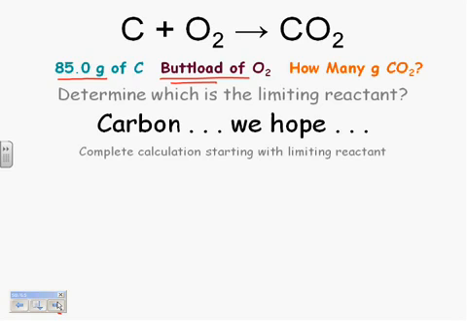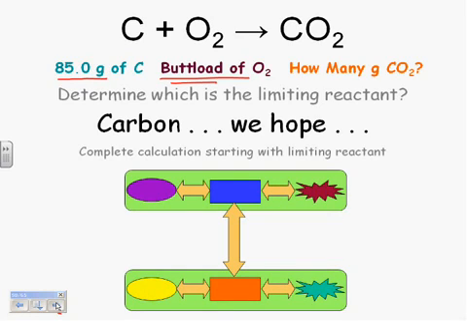of oxygen, that's not going to run out. The 85 grams of carbon is going to run out. We're going to start our calculation with the limiting reactant, with carbon. Now, think about your mole maps here that we've been talking about. If we think about what we're trying to do here, we're starting off in carbon.